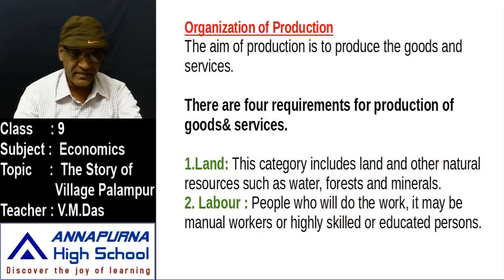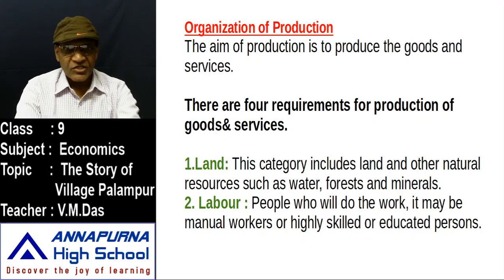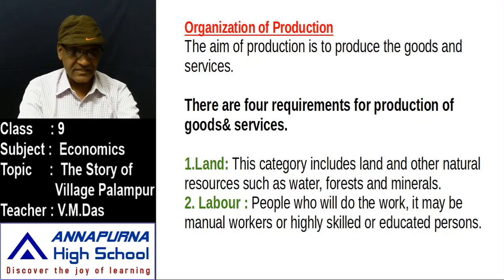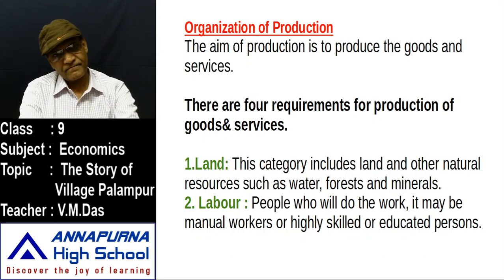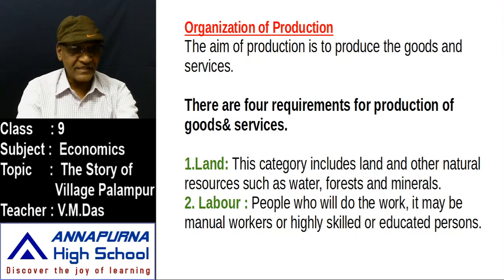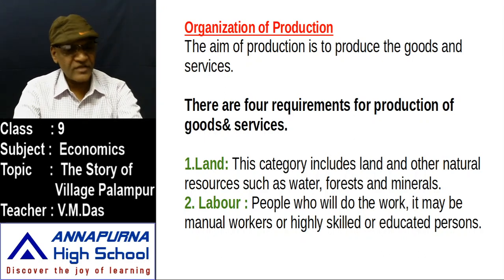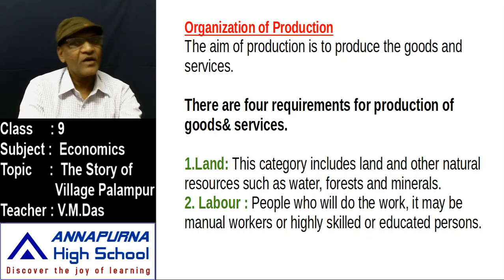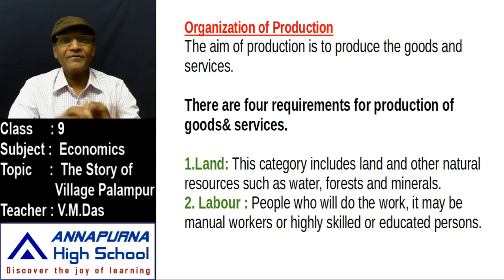Okay, children? Number one, land. Land is the first and foremost basic factor required for production. This category includes land and other natural resources, not only land. What are the natural resources? They are such as water, forests and minerals.